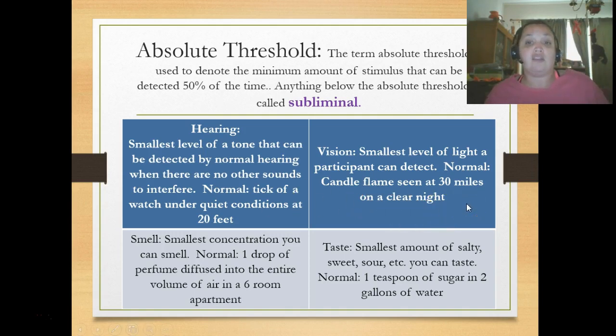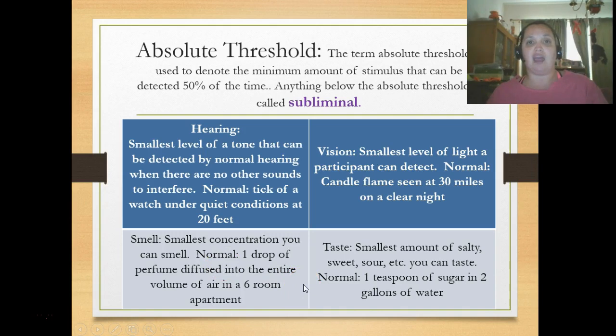Or vision, the smallest level of light a participant can detect. For example, the normal is a candle flame seen at 30 miles on a clear night. So I don't know if you want to have your dad drive 30 miles away and hold up a candle and see what you can see, but that should be where you should be able to see it 50% of the time. Smell, the smallest concentration you can smell.